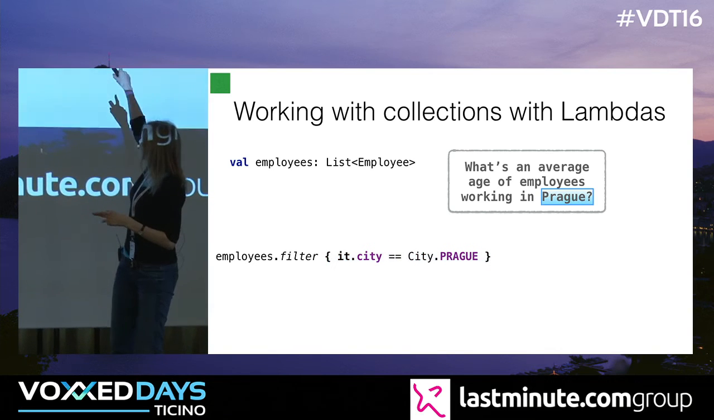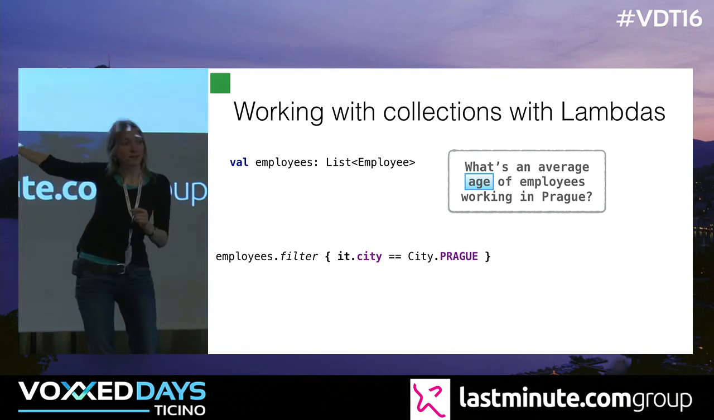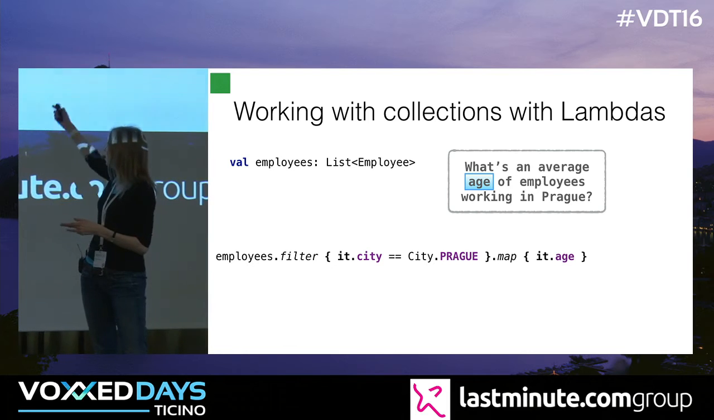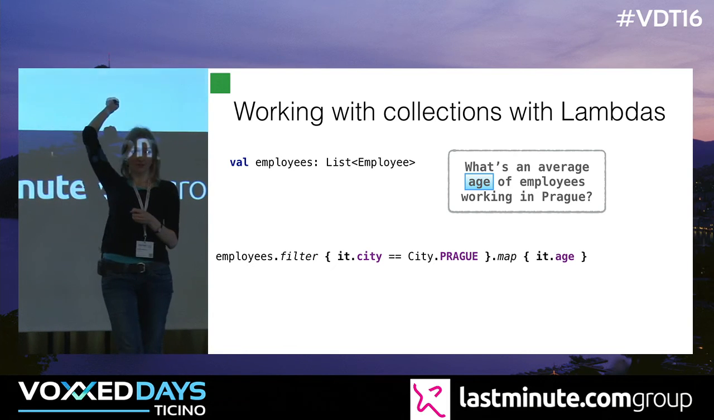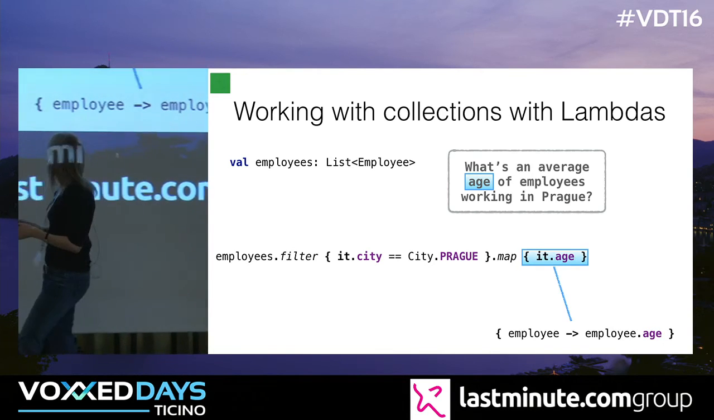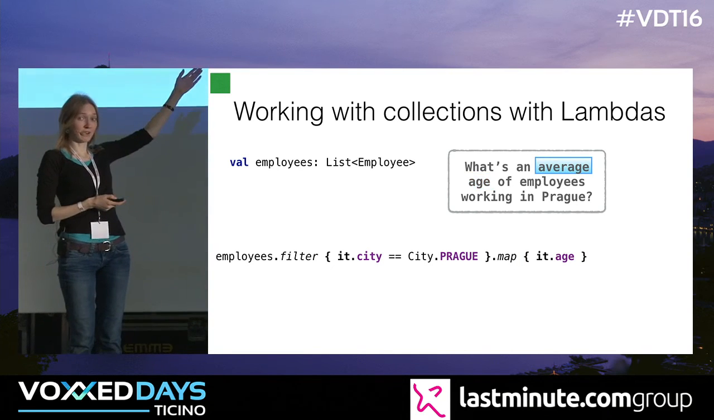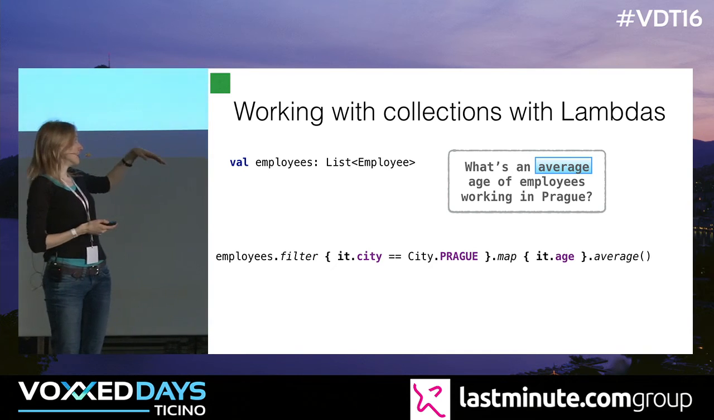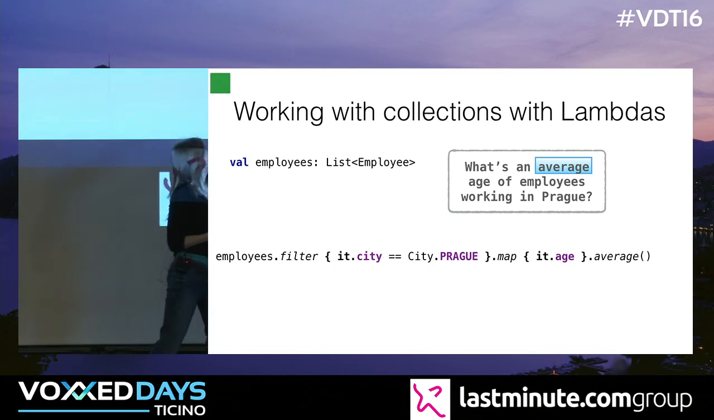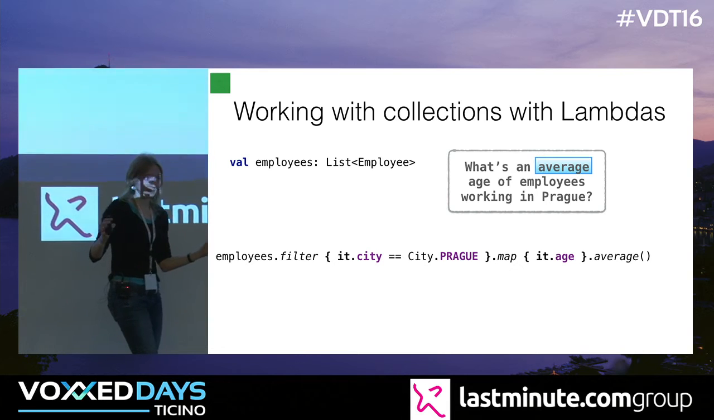And then we can focus on the next thing, age. So you see there is a list of employees, but we are interested in their ages. So we can do, okay, give me just their ages. Yes, and this thing again, it's the full form. And at last, finally, we can focus on what they ask us for, average. And of course, in Kotlin, you can do that. And this average, as well as filter and map, are again just extension functions in Kotlin.